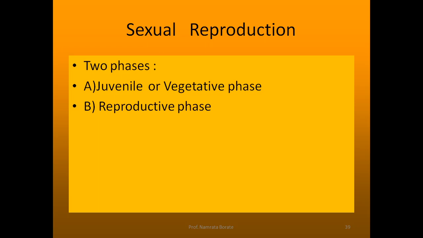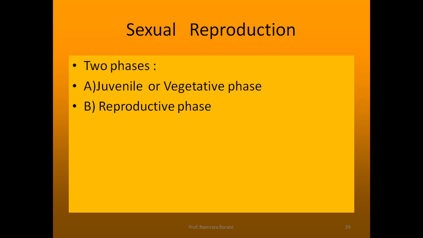Hello dear student, in the last video we discussed asexual reproduction in lower and higher organisms. Today we will discuss sexual reproduction, the structure of a flower, and the structure of the male reproductive organ, that is, the structure of the anther. So let's start.